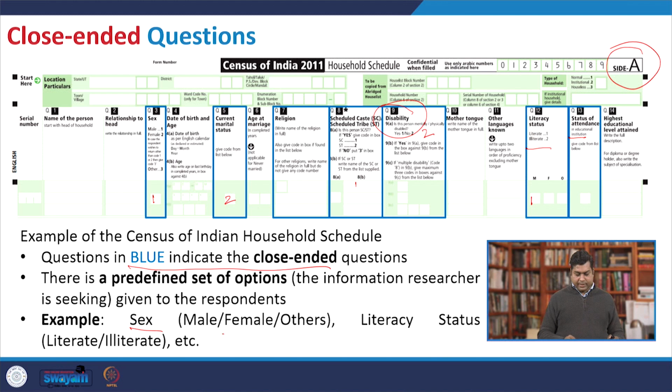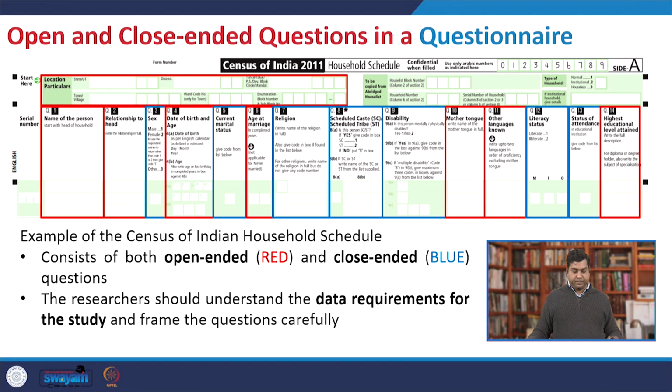So here, for example male, female, others, literacy status, etc., these are close ended questions. In this particular survey, both open ended and close ended questions were used. That's why it is a semi structured kind of questionnaire. You can see in this combination you have red, which are open ended, and blue, close ended.